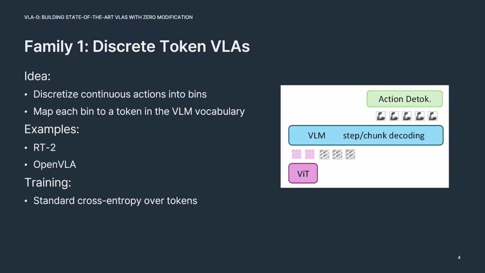The first family is discrete token VLAs. The idea is to divide continuous actions into bins and map each bin to a single token. In other words, actions are treated just like language tokens. Well-known examples are RT-2 and OpenVLA. The advantage is simplicity. You can train with standard cross-entropy, but there are downsides too. The resolution is limited, and reusing the existing vocabulary for actions can contaminate the language meaning.